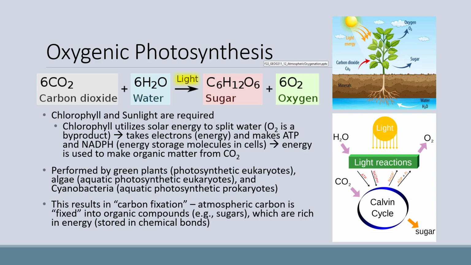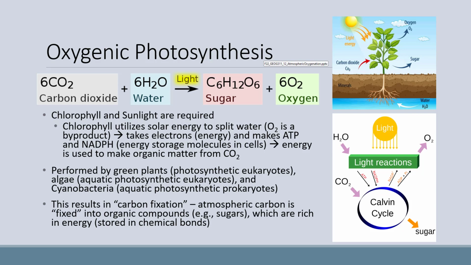You may be used to thinking of this as just photosynthesis, but it is technically oxygenic photosynthesis. Oxygenic photosynthesis takes CO2, water, and solar radiation and makes sugar and oxygen, hence oxygenic photosynthesis. In order to complete any form of photosynthesis, chlorophyll and sunlight are required. With oxygenic photosynthesis, chlorophyll utilizes solar energy to split water, and oxygen is a byproduct.